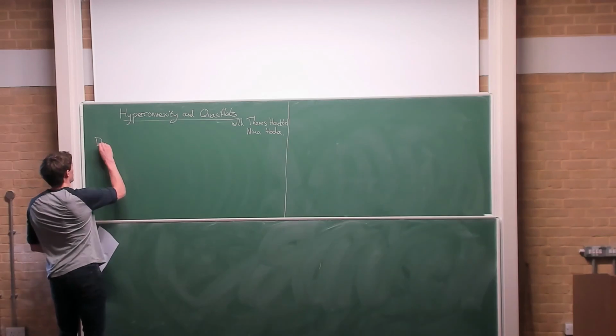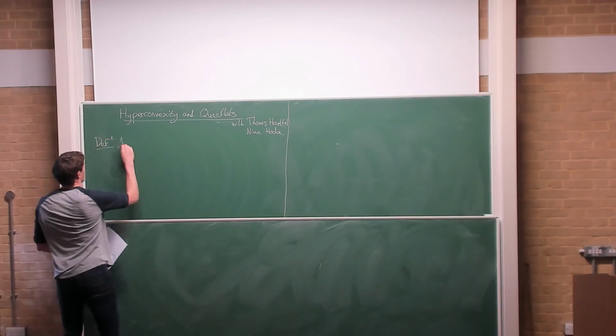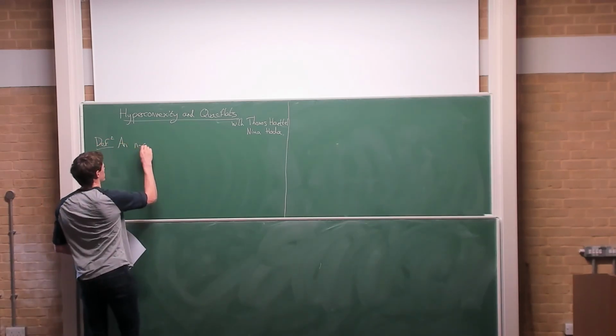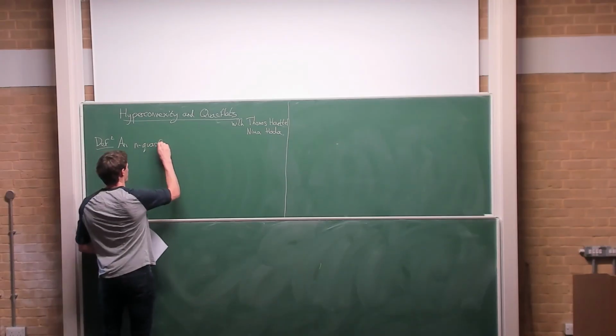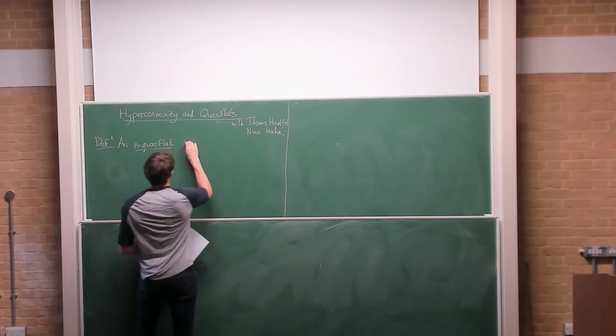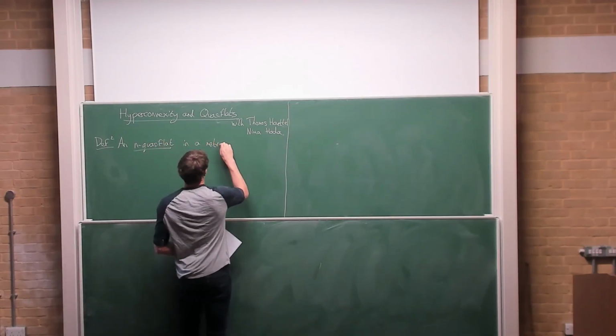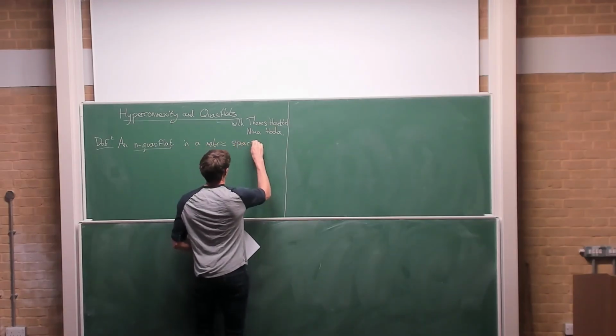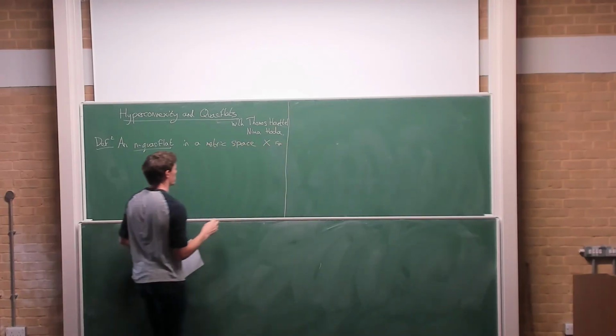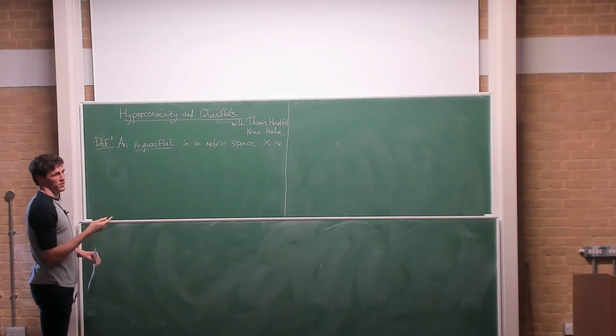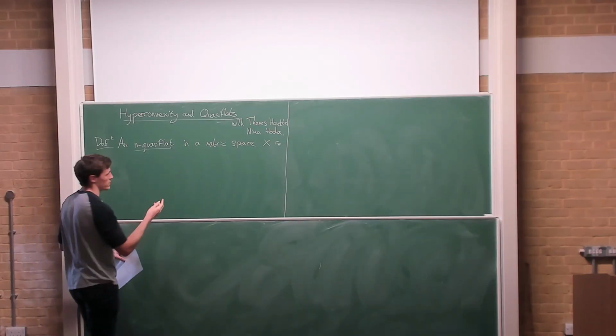So, definition. An n quasi-flat in a metric space X is just a quasi-isometric embedding of R^n into the space X.